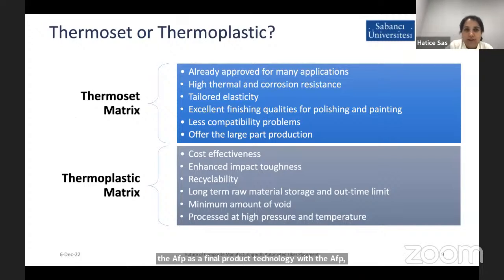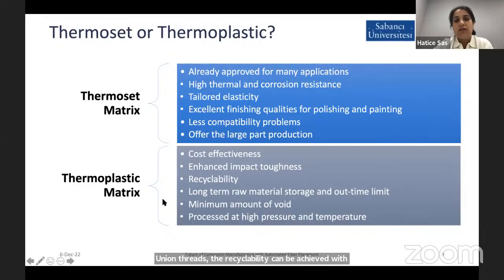most of the composites, you can have your composite either with a thermoset matrix or a thermoplastic matrix. The thing with the thermoset matrix is it's already proven, and the value chain is over there. People developed the necessary literature regarding the elasticity or the final requirements, and it has been used over large part production. But thermoplastics promote cost effectiveness, especially enhanced impact toughness, and following the recent trends, like European Union trends, recyclability can be achieved with thermoplastics.